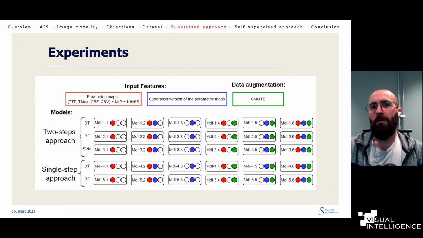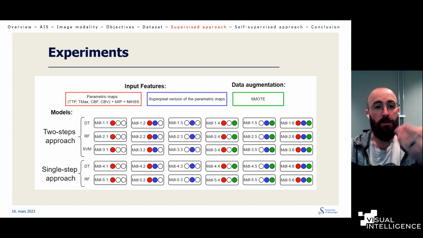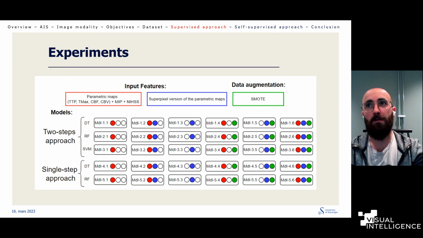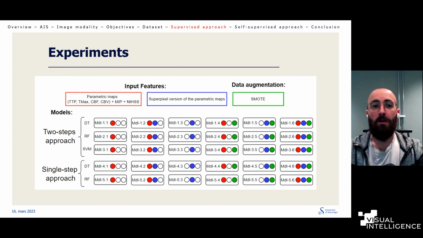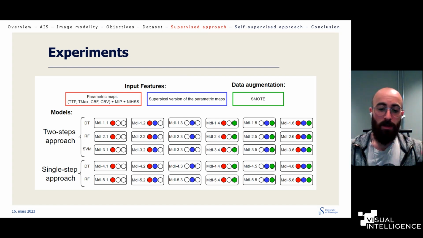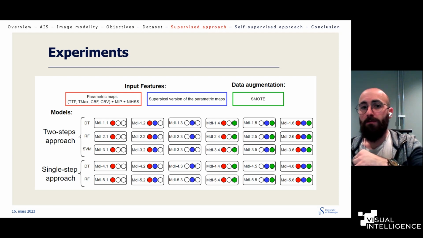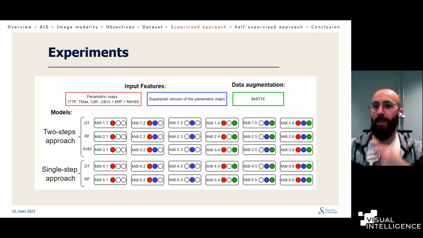We have done a lot of experiments, trying different combinations of what we have proposed. We can use different machine learning algorithms, such as decision tree, random forest, or support vector machine. And we also try different input feature sets, such as just the parametric maps, just the super pixel version of the parametric maps, the combination of them, the parametric maps plus the augmented version with SMOTE, or a combination of these.